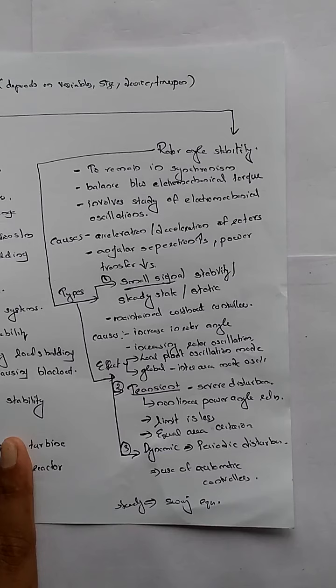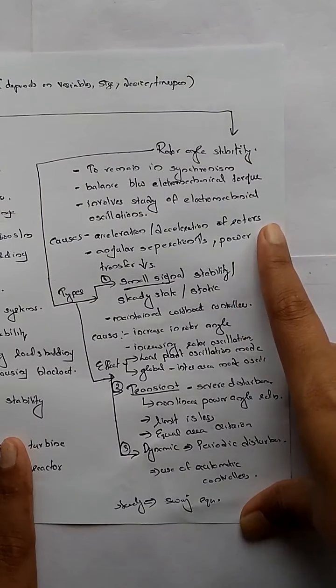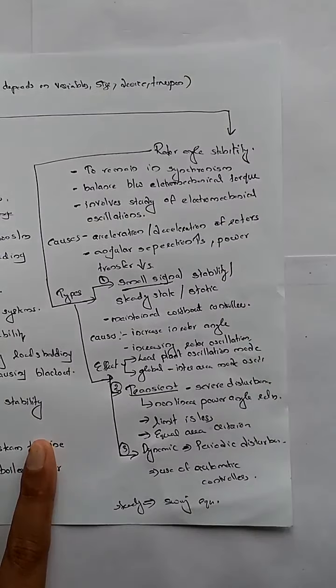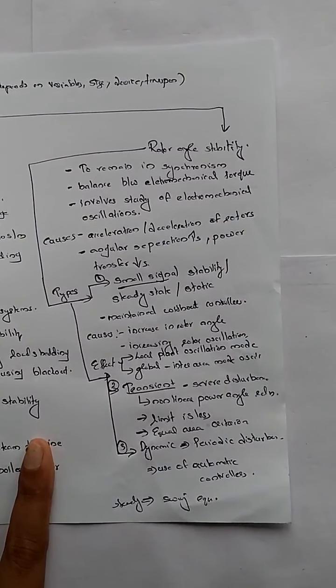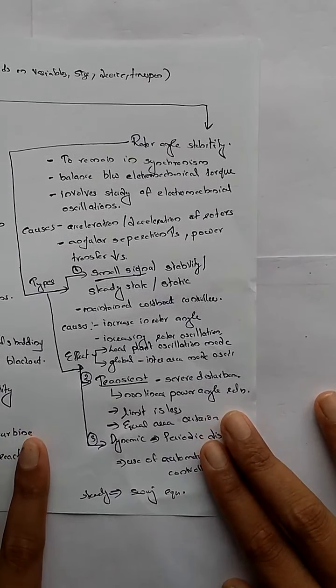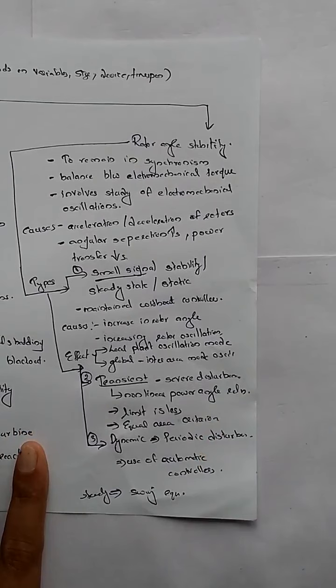Okay, so what are the causes of this instability? Naturally it will be the acceleration or deceleration of the rotor, or the angular separation increases. What will happen if the angular separation increases? The power transfer capability reduces, which in turn makes the system unstable. Okay, and next, what are the types of stability?